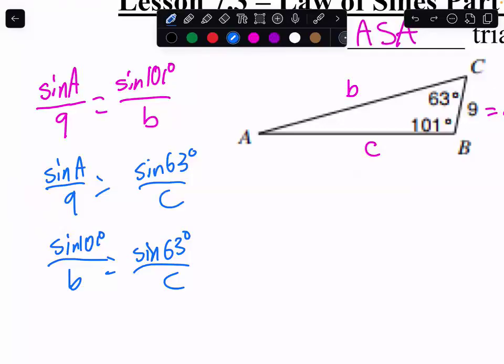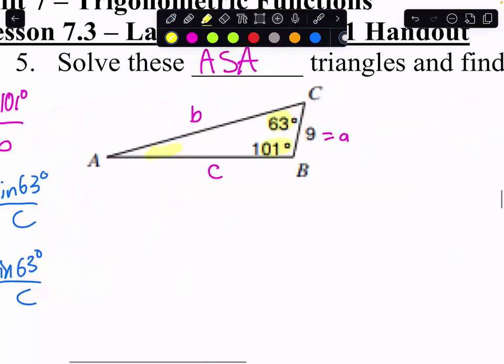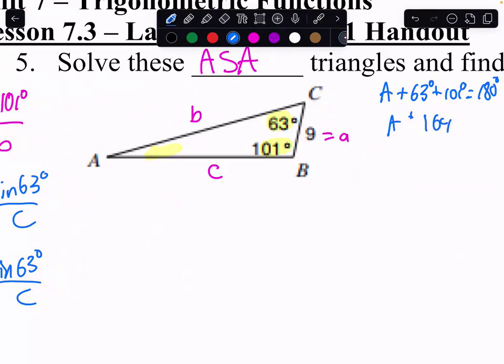Yes, Gail? Okay, very good, yes. Kayla said you can find the missing angle by adding up the ones you know and subtracting from the triangle's total of 180 degrees. So we've already used up 164 degrees, which only leaves 16 degrees for angle A.